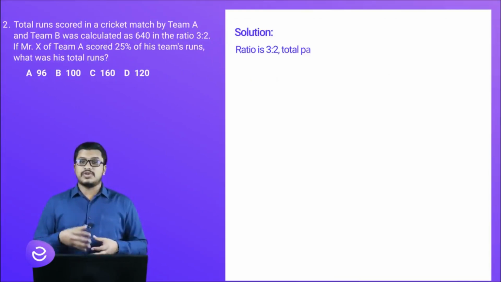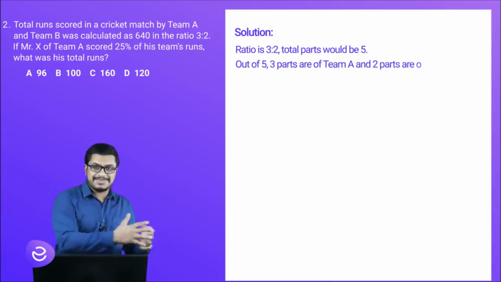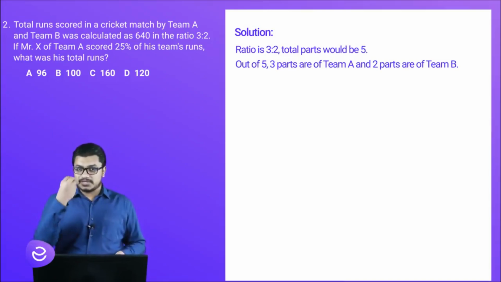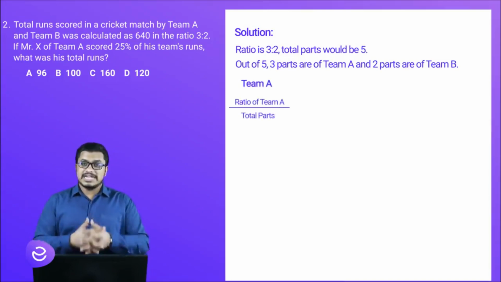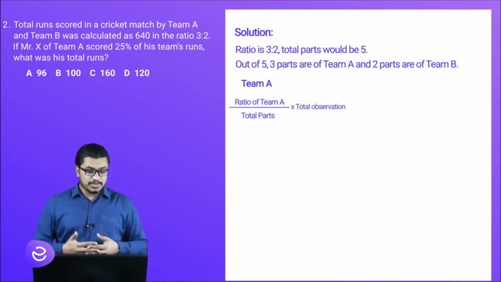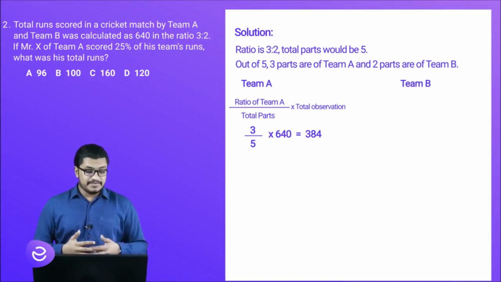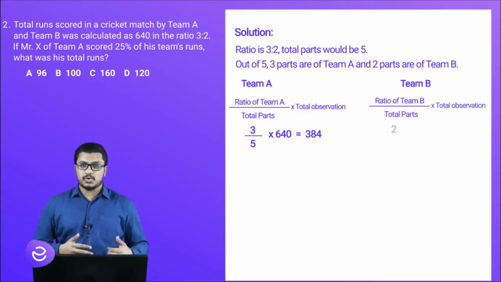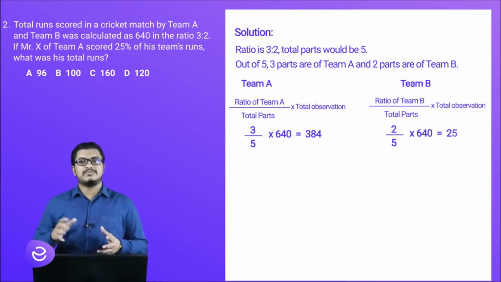The ratio is 3:2, so the total number of parts is 3 plus 2, 5. Out of this 5, 3 parts belong to team A and 2 parts belong to team B, just how we did the ratio question. So the score of team A we can find by the equation of ratio that we studied before: ratio of team A divided by total parts into total observation, which is 3 divided by 5 into 640, which comes to 384 runs. Next, the runs of team B we can calculate as ratio of team B divided by total parts into total observation, which is 2 divided by 5 into 640, which comes to 256.